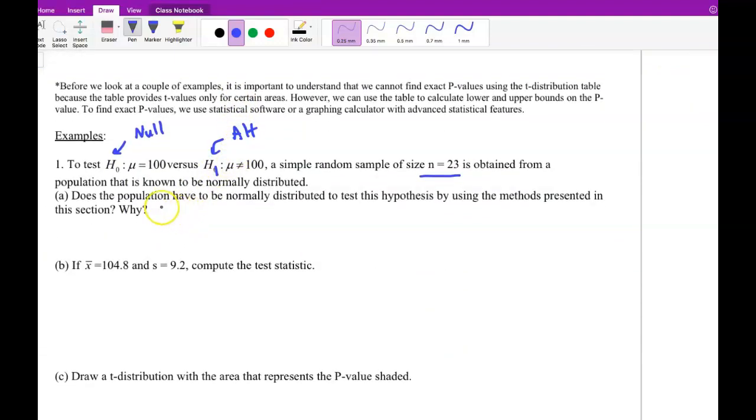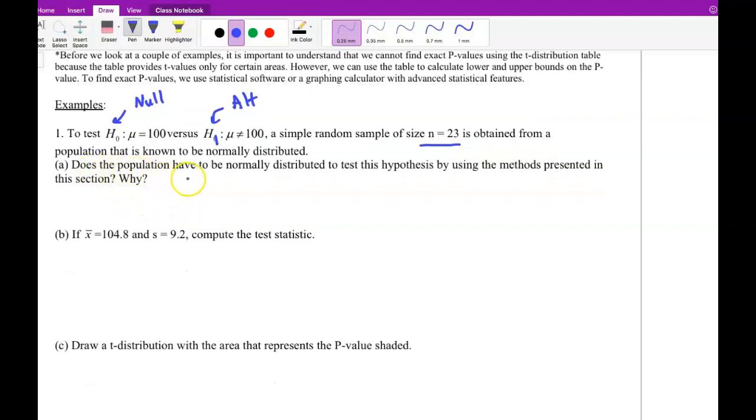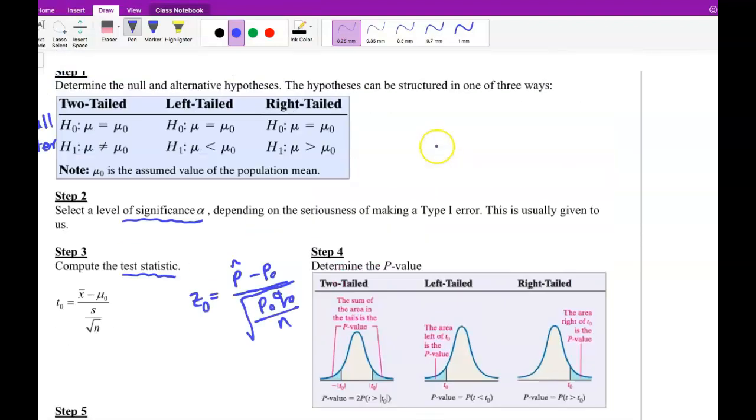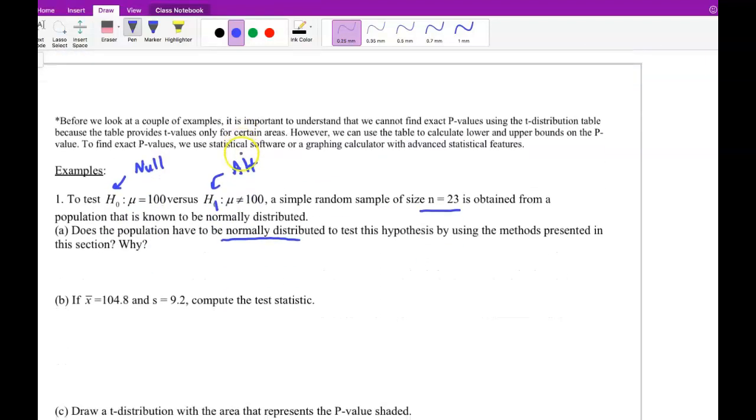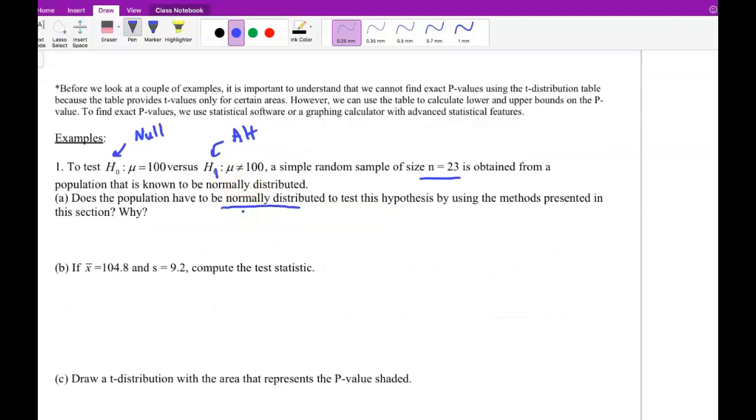23. So let's see. Part A: does the population have to be normally distributed? It's asking, do we need to have that population normally distributed to test this hypothesis by using the methods presented in this section? Why? Yes, we should have that population normally distributed, and the reason is the sample size is not greater than 30. Here we should have the sample size greater than or equal to 30 to have normally distributed. If you don't have that, what that means is your population should be originally normally distributed.